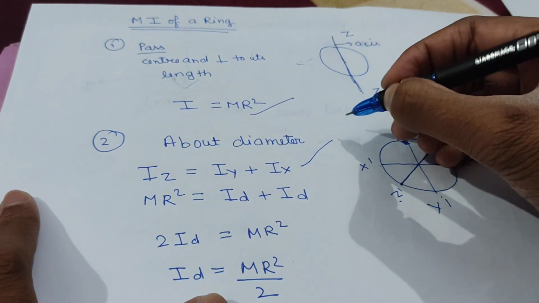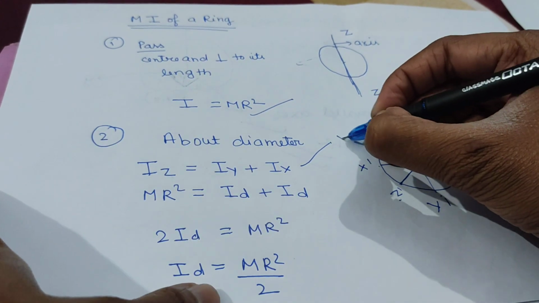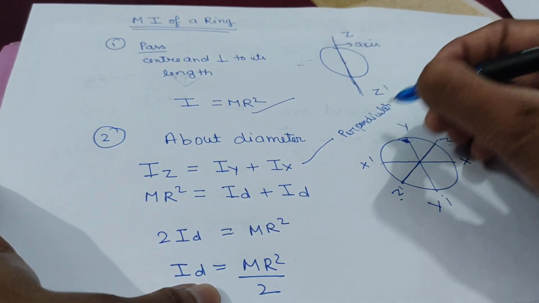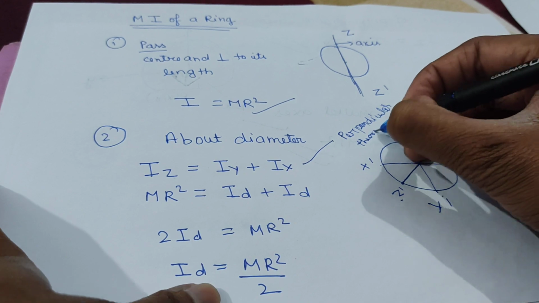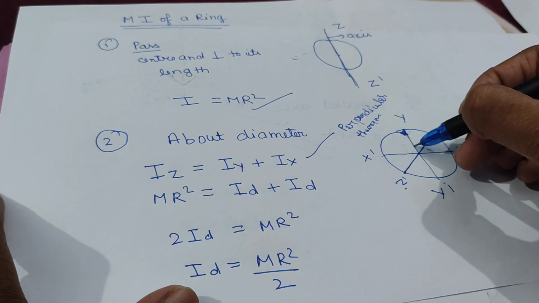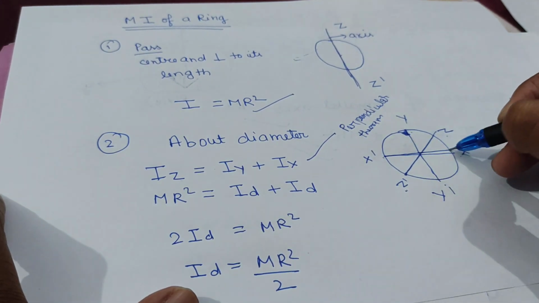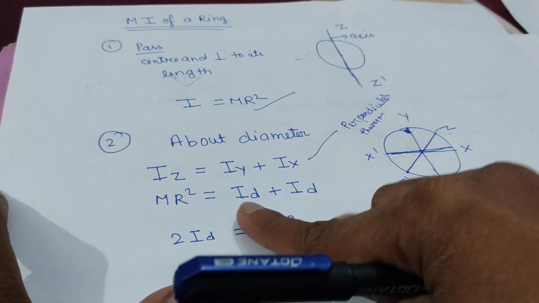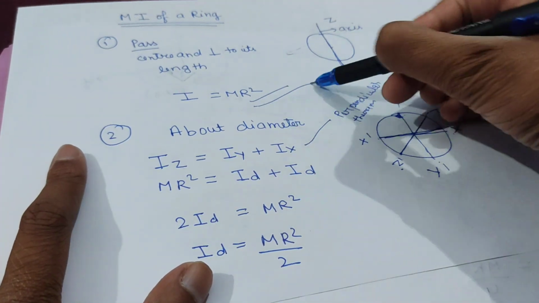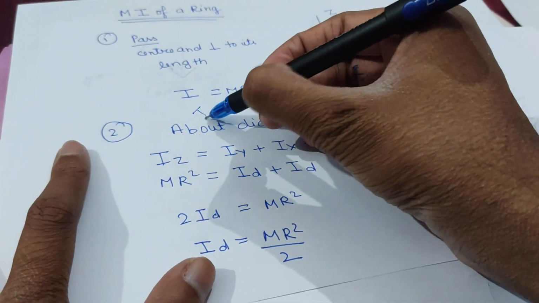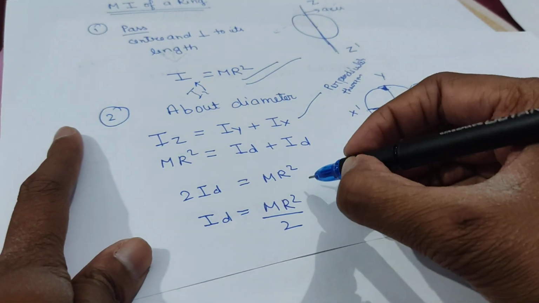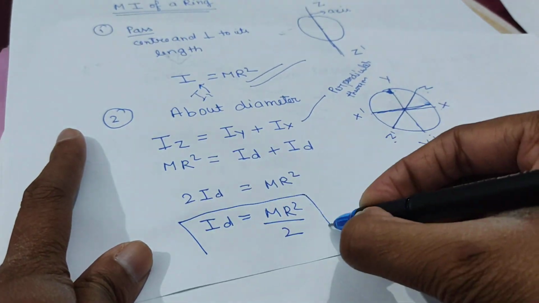This is the perpendicular axis theorem. From the perpendicular axis theorem we have this formula, and here we know that this diameter is equal to this diameter. This is the diameter, so it will be Id, and 2Id equals mr square. We previously had mr square, this is the Iz. When you put it in, you will get the moment of inertia about the diameter.